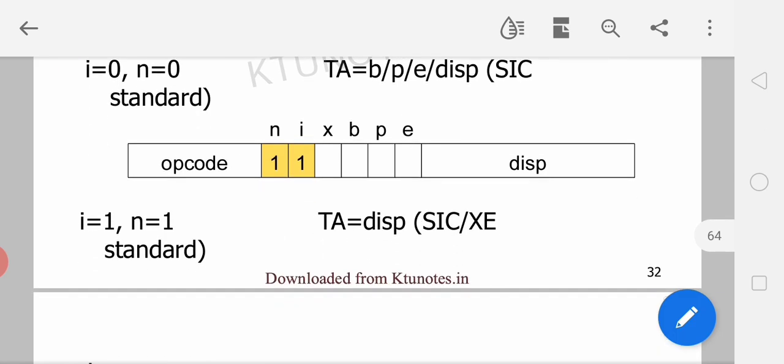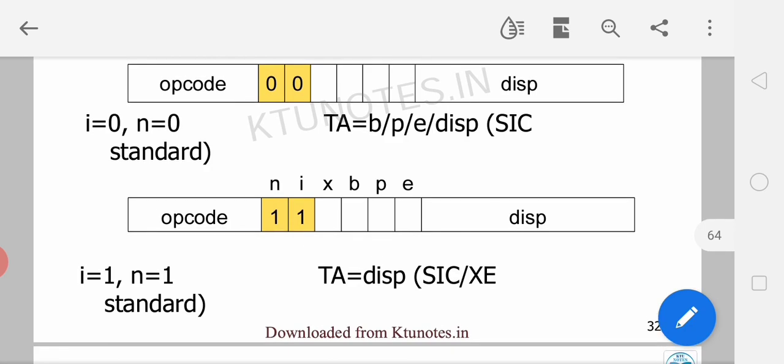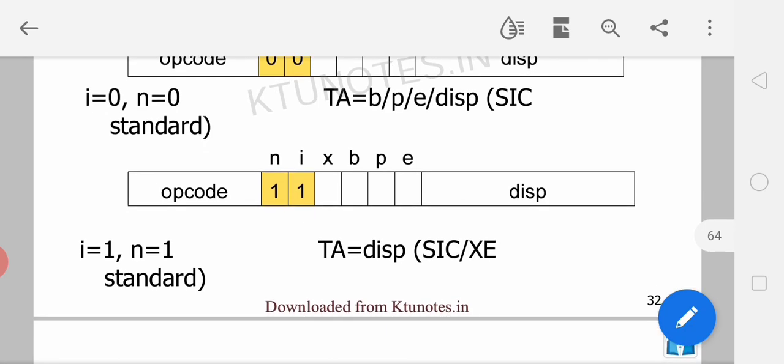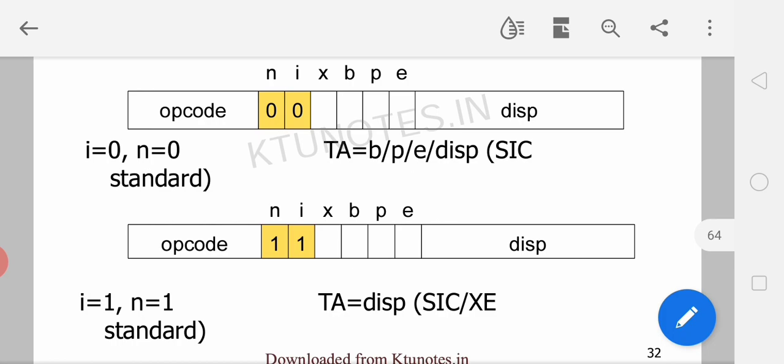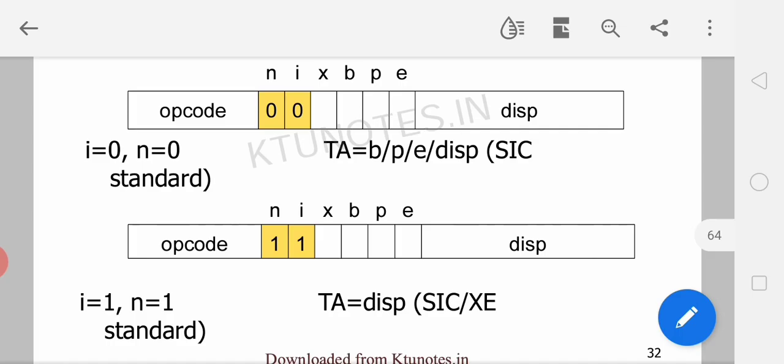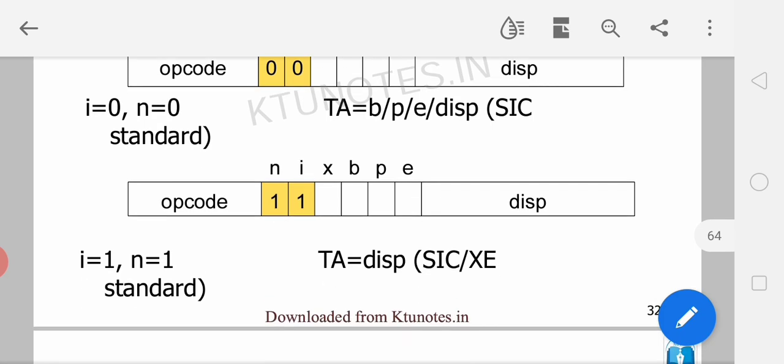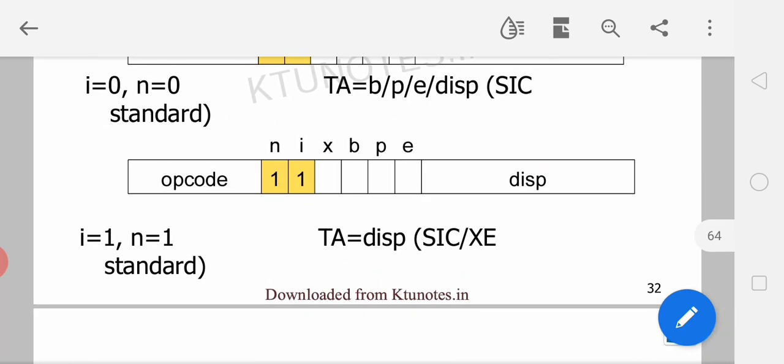That should be the target address. What about SIC/XE? In SIC/XE, the target address should be the displacement itself. So that is the difference between the machine architectures. In SIC standard, we get the target address from base B, from program counter P, or from the value of extender E, or displacement. But in the case of SIC/XE, we can get the target address from displacement itself.